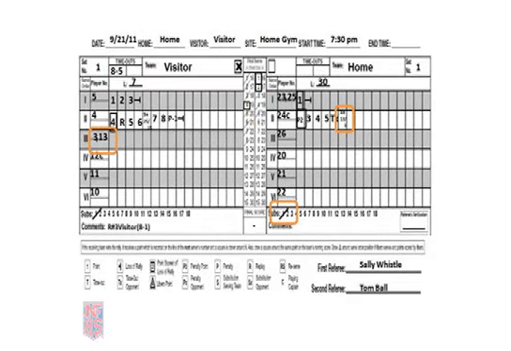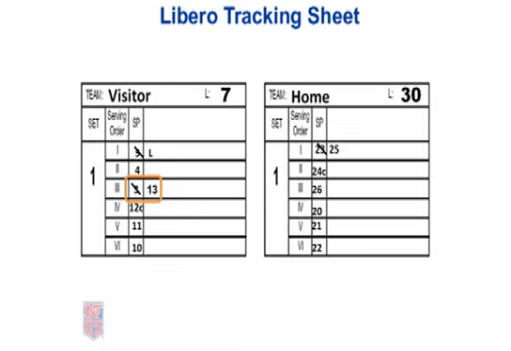Visitor requests a substitution, 13 for 3. We will record in the next box of home 24 SX 13/3. In the player number column, a comma is placed by 3 and 13 is written to the right of the comma. Then slash the 1 under visitor subs section to show this is the first substitution used by the team. The libero tracker will slash visitor number 3 and write 13.